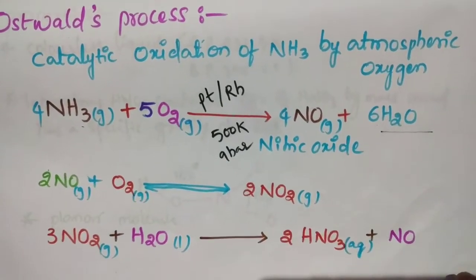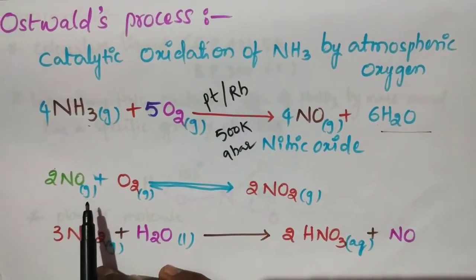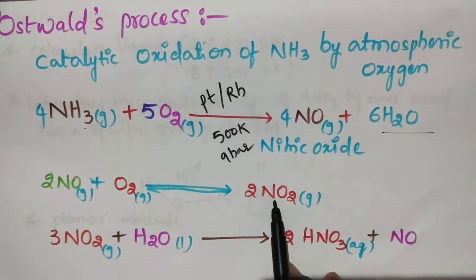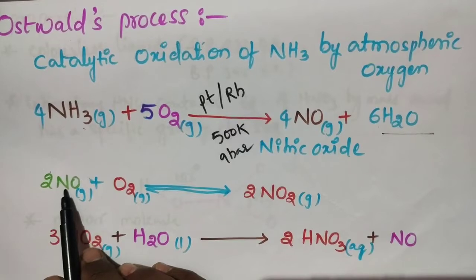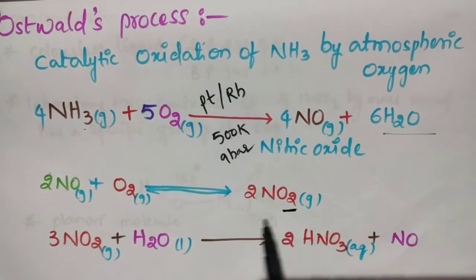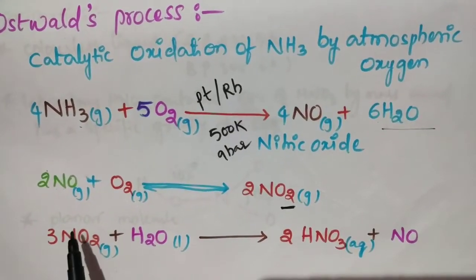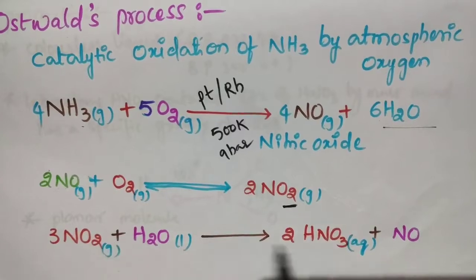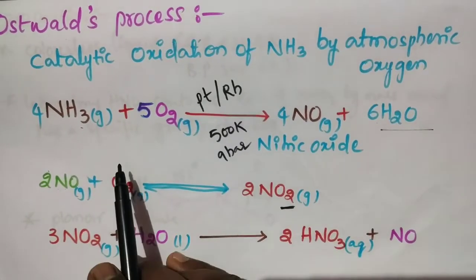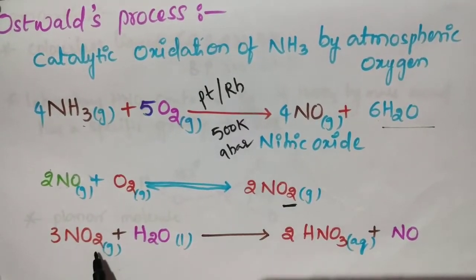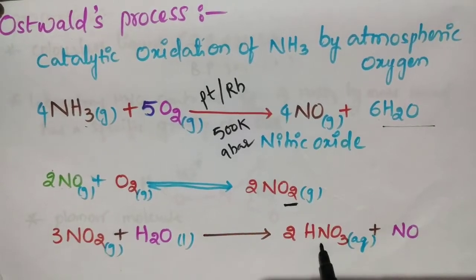In the second step, the nitric oxide reacts with the same O2, we get NO2: 2NO plus O2 gives 2NO2. 2NO2, nitrogen dioxide, is formed in this. It is dissolved in water, we get HNO3. Nitric oxide combined with oxygen gives NO2, and NO2 dissolved in H2O gives HNO3.